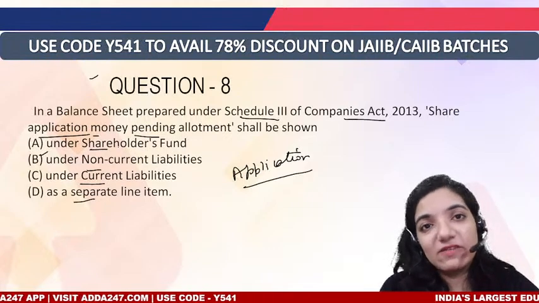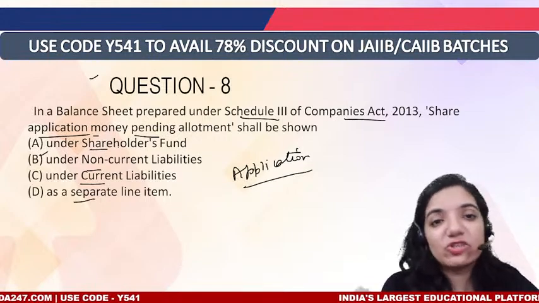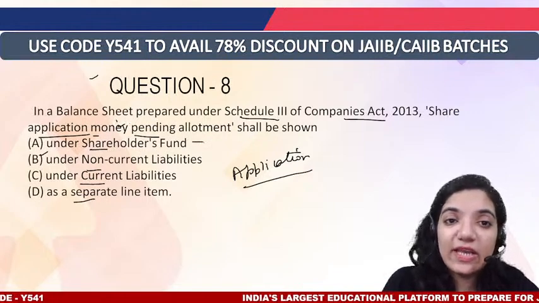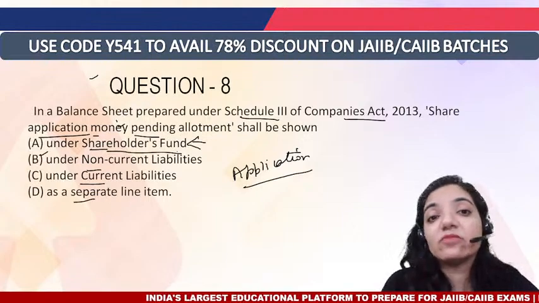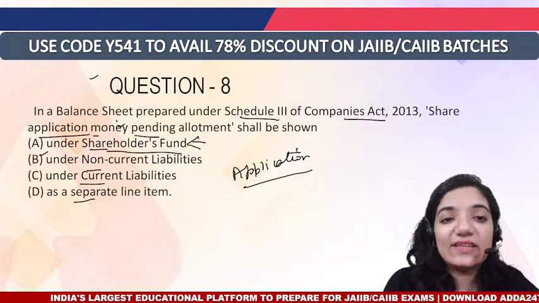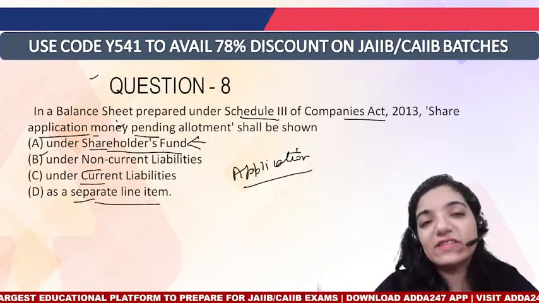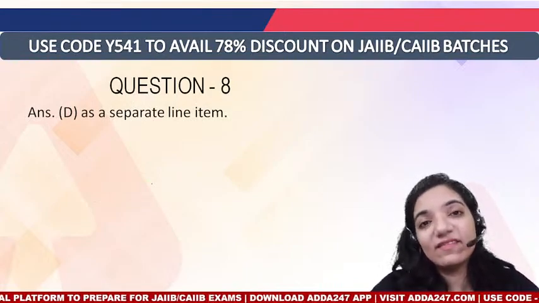Whatever money they have received right now would be shown as share application money pending allotment. Later on, they'll shift it towards the share capital. So right now it's not share capital, but in future it will become share capital. So in this case, it's basically a separate line item. There's a different scenario basically, but it is shown separately.